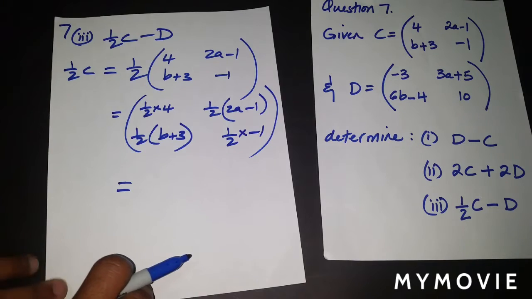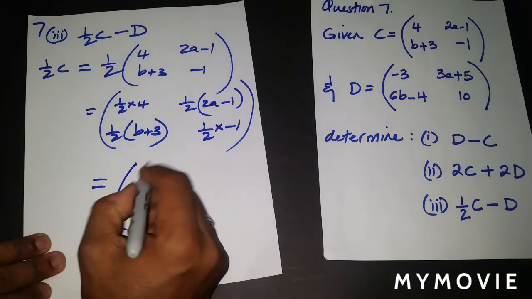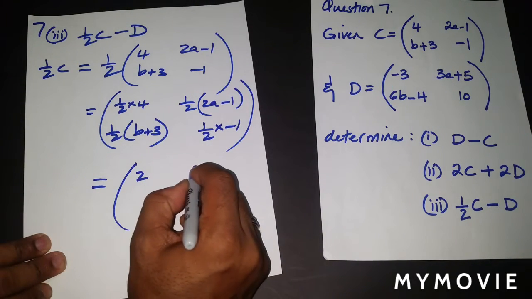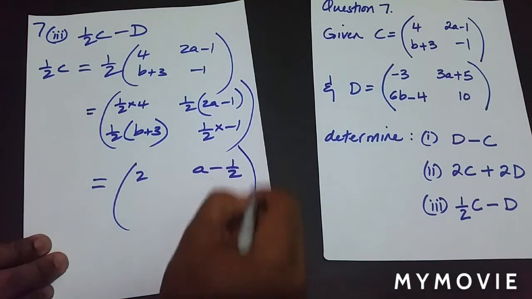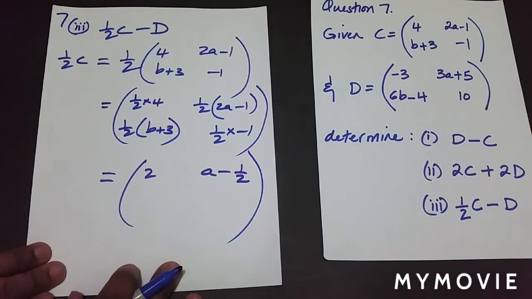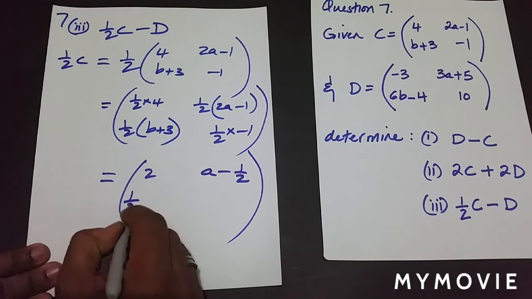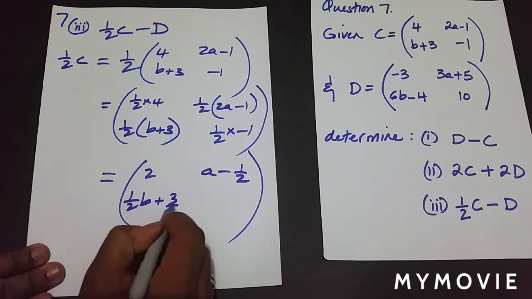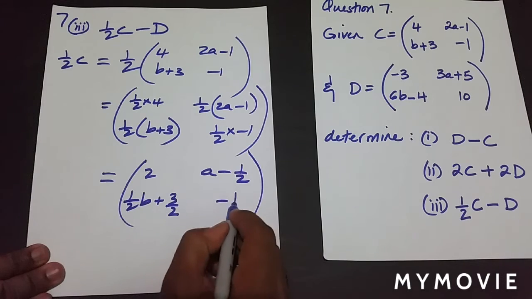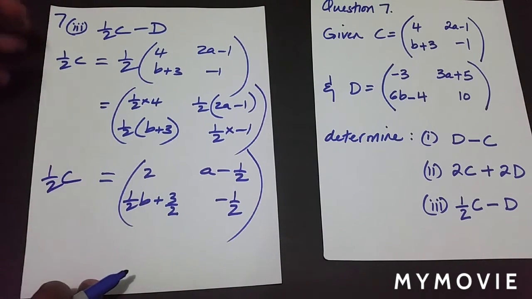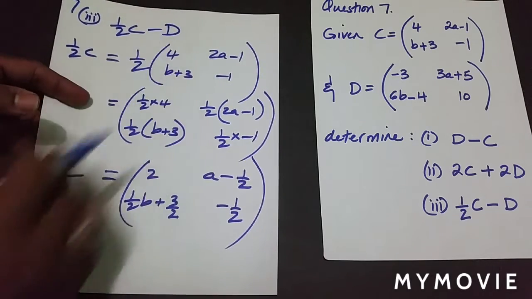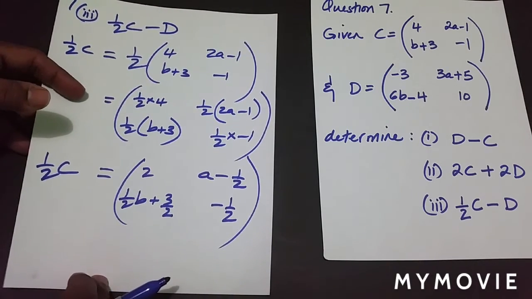And this would be equal to half of 4 is 2. Expand that, you get half of 2a is a minus a half, which is what we have there. And this would be a half b plus 3 over 2. And this is negative a half. And now we have c. All right, so we need to just subtract d from that now, and we're good to go.